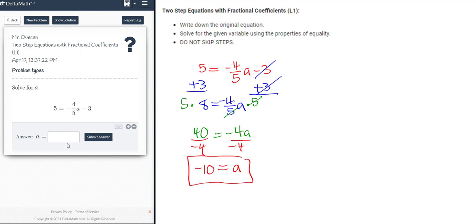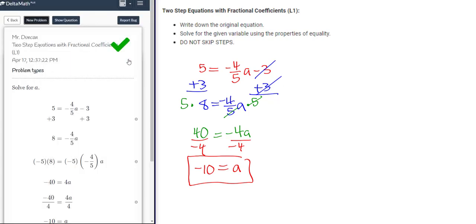And we're going to get some feedback from Delta Math. I believe a is negative 10. And don't worry that they switched it around. They put the variable on the left. You can always switch it around and put negative 10 equals a, just like I did. And we got it. So hopefully you found that helpful. Again, green check marks are good. Red X's are not bad. It's just an opportunity to stop and reflect and find your mistake. Hopefully you found this helpful.